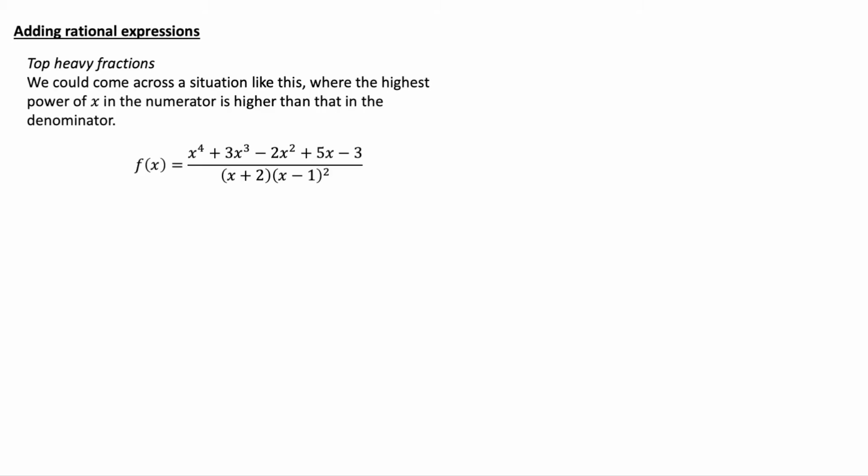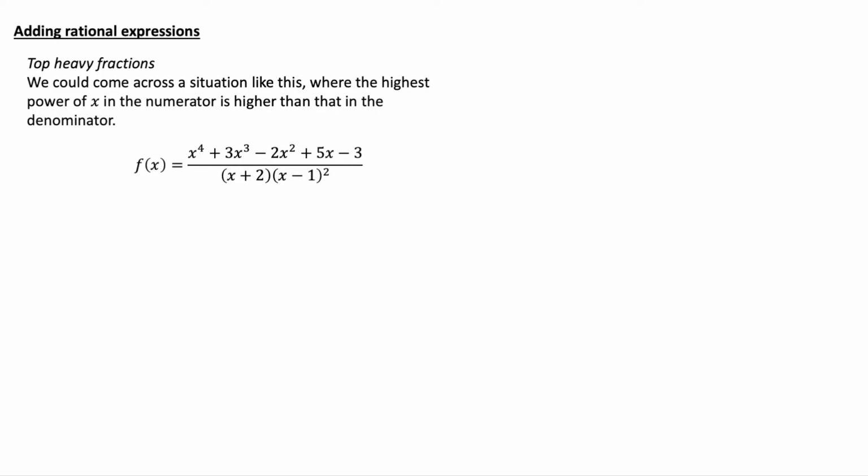Now all the rational expressions we've been looking at have been proper rational expressions. Proper meaning that the degree of the polynomial on the top of the fraction is less than the degree of the polynomial on the bottom of the fraction. But we might have to deal with what we can call top-heavy fractions. So these are improper fractions. They have a higher degree on the top than on the bottom, or perhaps the same degree. But the example we're going to look at does have a higher degree.